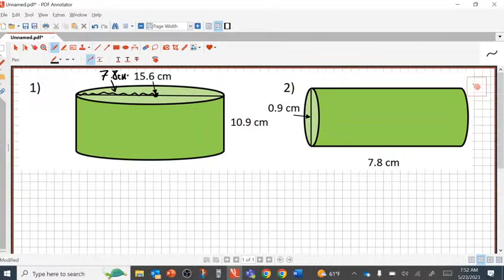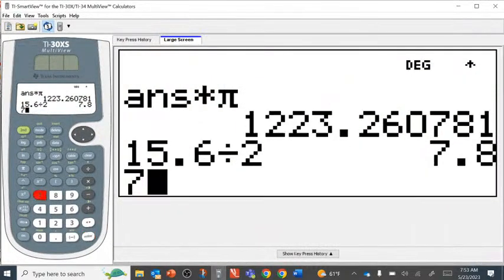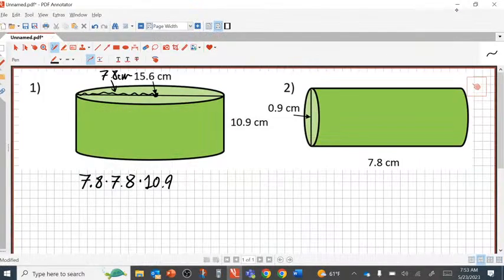The reason that I gave you the diameter is because when we do this for realsies on Thursday, finding the diameter is much easier than finding the radius. We're using a ruler. Great. What am I going to do with that number there, Lincoln? Beautiful. So 7.8 times 7.8 times 10.9. I don't know what that is, so we'll just jam it in our calculator. 7.8 times 7.8 times 10.9.